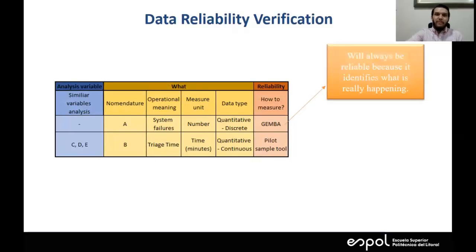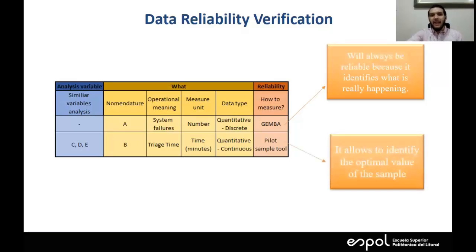For this, two ways to analyze the data have been defined. For the system failure variable, we cover it with Gemba, which is always reliable because it identifies what is really happening in the process. And for time variables, we cover them with a pilot sample tool to define the optimal sample size to be reliable.